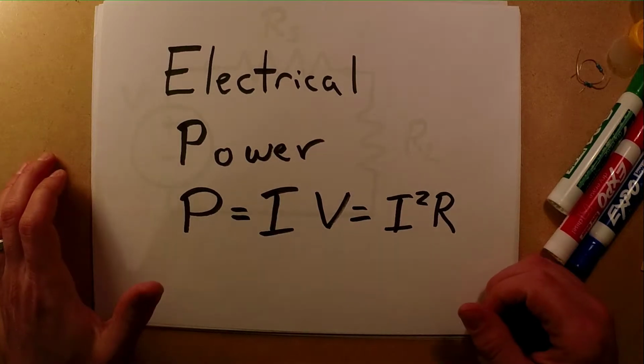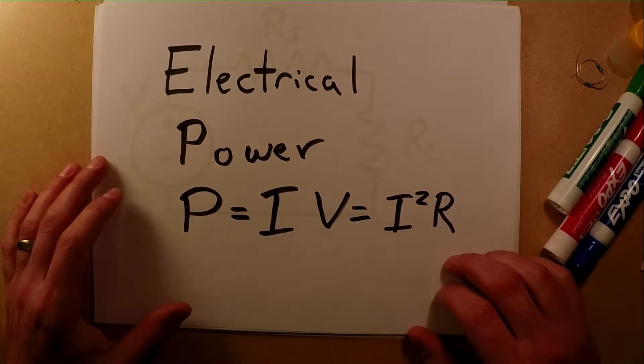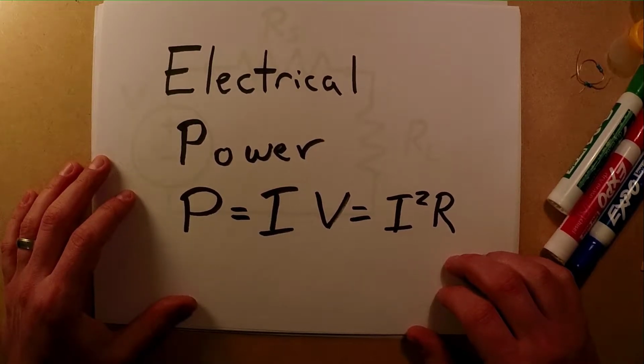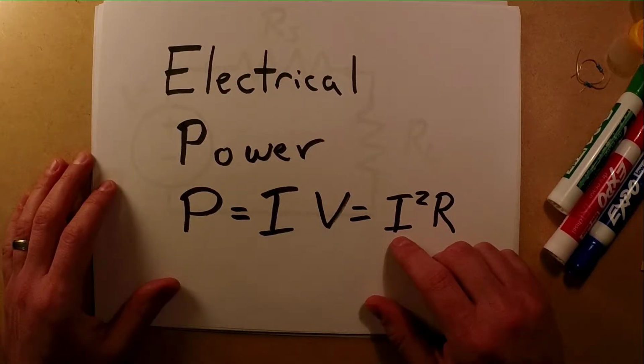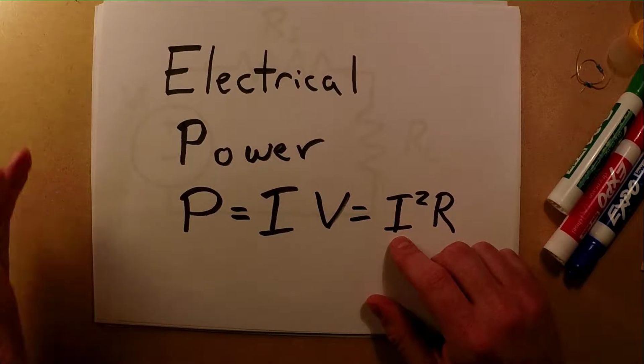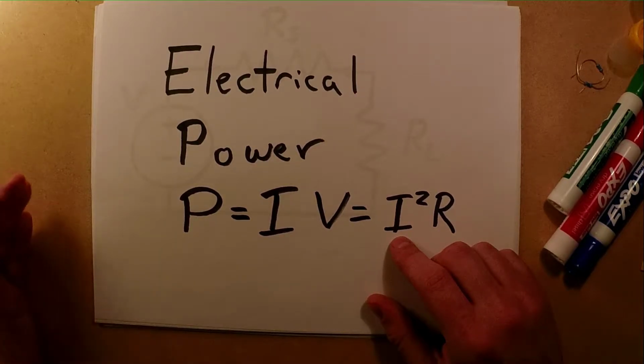All right, MEGN 200, welcome back to another online Arduino activity. This time we're going to be talking about electrical power. Electrical power is given in units of watts, which is a joule per second, right? It's the amount of energy that a device is consuming in a given period of time.